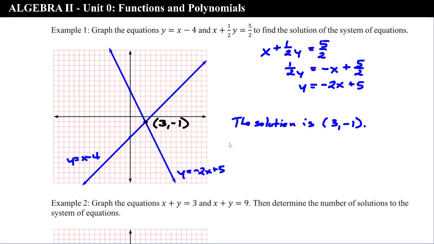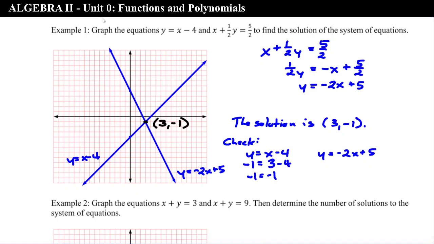Now you can check this if you want to see if the answer is correct, because sometimes things can go a little wonky when you're graphing things. So if you want to check to make sure that that is the correct answer, all you have to do is take your two equations. So I'm going to write them here. And let's substitute in our values for y and x. So y is negative 1, x is 3, 3 minus 4 is negative 1.